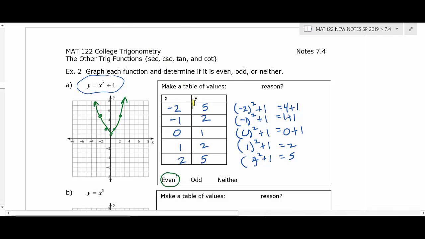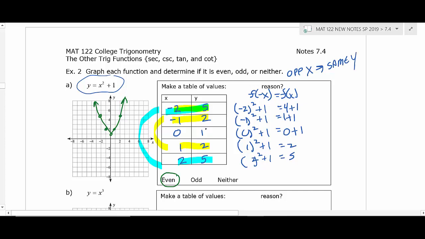And the reason's real simple. You can see this in the table of values. You can see that opposite x's gave the same y. You can see it in this point also. You have (-2, 5) and (2, 5). Again, opposite x's gave same y. All right, and that's good enough. The technical reason is f of -x is equal to f of x. In words, again, that just means, like I've been saying, opposite x always is going to have the same y for every point on the function.